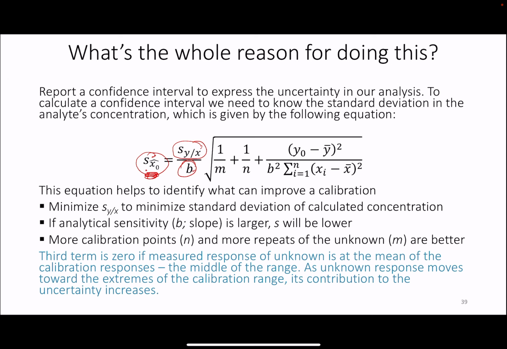Other things to look at, if you have more calibration points, which is n, okay, so n is in the denominator, so more calibration points keeps this value down. And the other thing is, if you measure your sample, you never measure your sample just once. So the more you measure your sample, the larger this number is, it also pushes this error down. So looking at this equation, the standard deviation of what you can report for the unknown concentration helps you understand how the various parts of what you're doing with your calibration impact the standard deviation of your measurement.